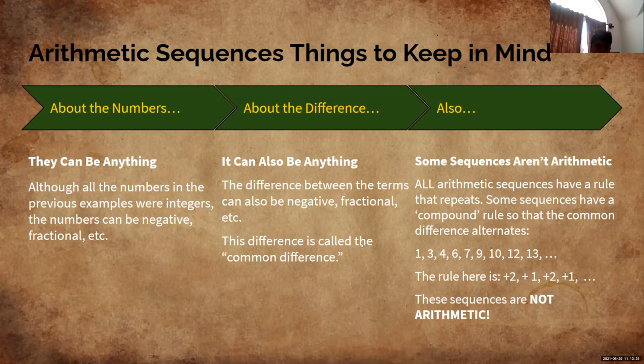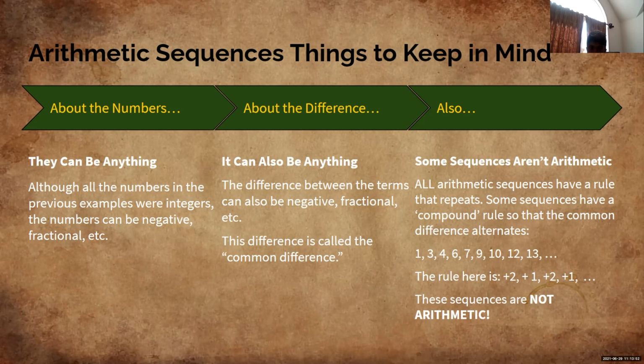So things to keep in mind. Remember the numbers can actually be anything. By anything I mean fractional numbers. They can also be rational numbers, like decimals, right, Ishan? Rational numbers, fractional numbers, negative numbers. As long as the common difference is constant, arithmetic sequences can be composed of any kind of number.